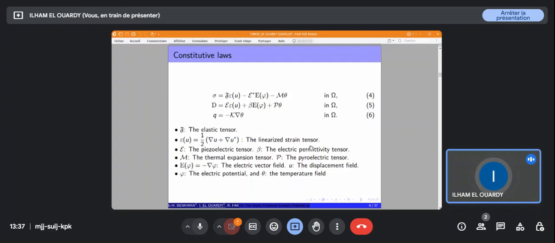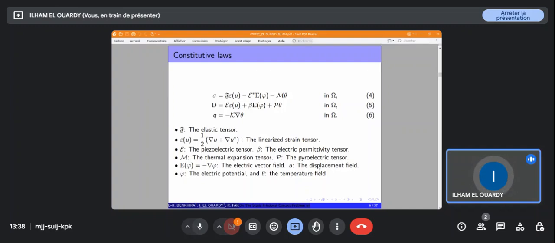The linearized strain tensor is noted by epsilon and, in small deformation, is given by this form. Also, u, phi, and theta are respectively the displacement field, electric potential, and temperature field, which are the unknowns of our problem.